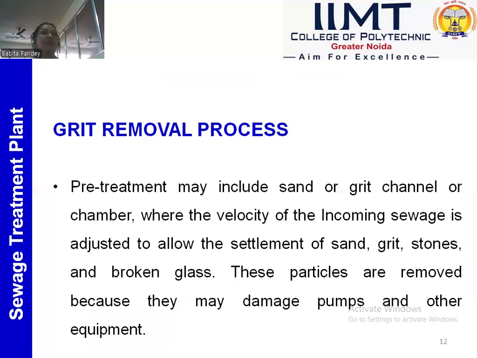So you can see this photo and have a clear idea about what screening is and how it is happening. Now the next process is the grit removal process, which we can also term pre-treatment. It includes a sand or grit channel. As the name says, grit removal means all the grit and sand is removed here, where the velocity of the incoming sewage is adjusted to allow the settlement of sand, grit, stones, and broken glass. These particles are removed because they are very harmful. Suppose the sewage contains some glass particles, what will happen once it reaches the pipes? It can damage them and disturb the whole process. So it needs to be removed very carefully.